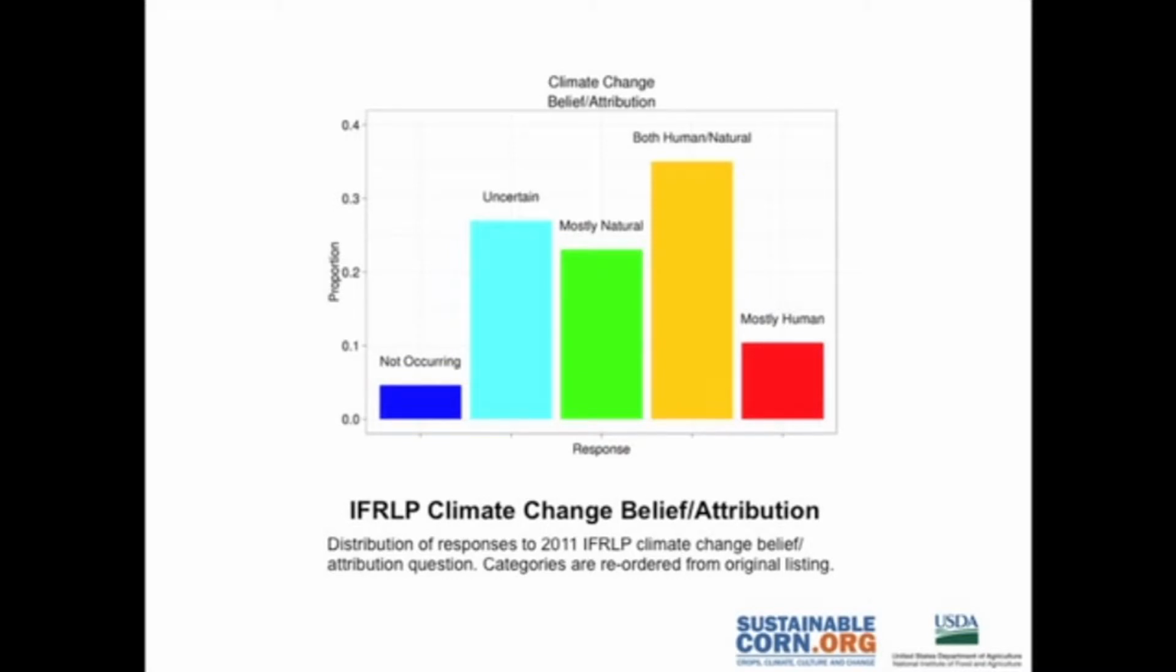The three rightmost groups there are the climate change is occurring. So similar to the CAP survey, we had basically a little over two-thirds of respondents say climate change is occurring. But the most popular category here was that it's both natural and human impacted. And we also had about a fourth reflecting that they're uncertain as to whether climate change is occurring or not. And these are fairly similar to the numbers we're seeing in the CAP survey as well.